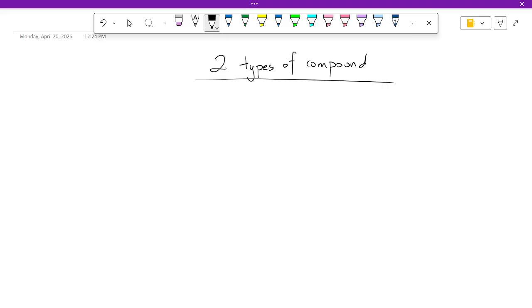Okay, your attention in 5, 4, 3, 2, 1. I would like you to see if you can remember the names of the two types of compounds. If you can, write them down. If not, wait for the reveal. What is one of the types of compounds? Yes, Mateo. Ionic. What is another of the types of compounds, Brooklyn? Covalent.